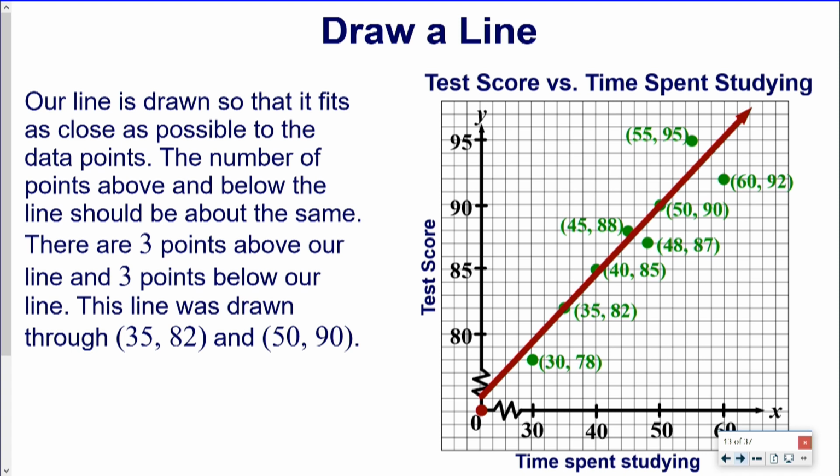Here's a little trick. The number of points above and below the line should be about the same. So if you look at my red line, I definitely intersect 2 points, but if I look above the red line and then I look below the red line, the goal is to get about the same number of data points above and beneath it. There are 3 points above our line and 3 points that are below the line. The line was drawn through the points 35, 82 and 50, 90.